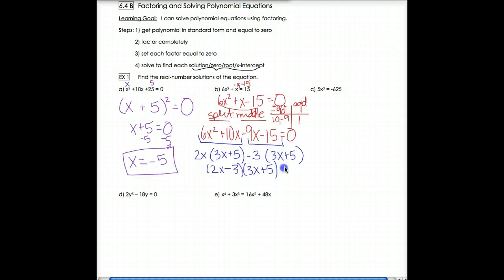Do not forget that you are solving. Just because you factored it doesn't mean you're done. I still have to solve. So set each of these equal to 0.